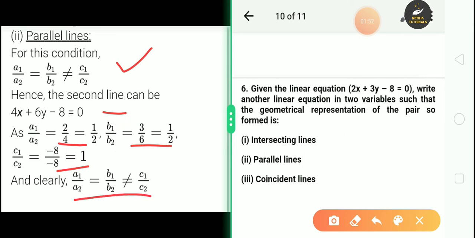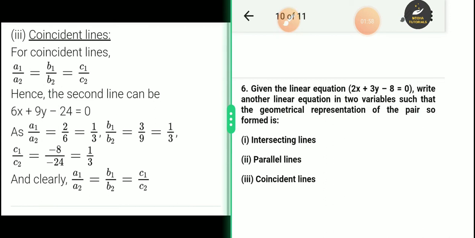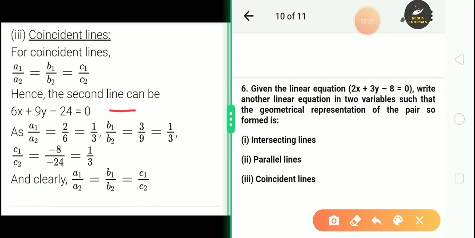Okay. Now consider the third situation, that is for coincident lines. So the condition is all the ratios should match, that is a1 upon a2 is equal to b1 upon b2 is equal to c1 upon c2. So taking the equation 6x plus 9y minus 24, that is a multiple of 3.